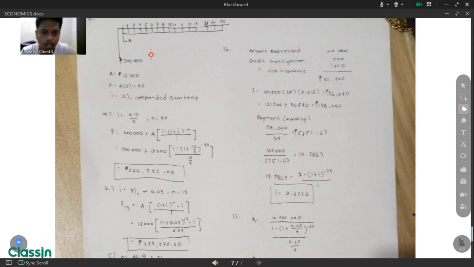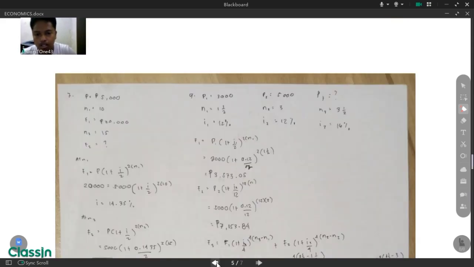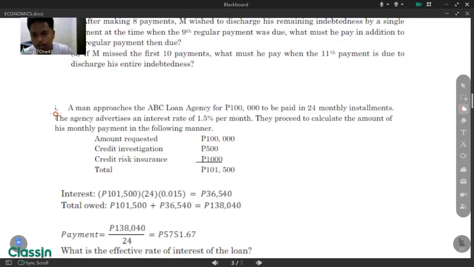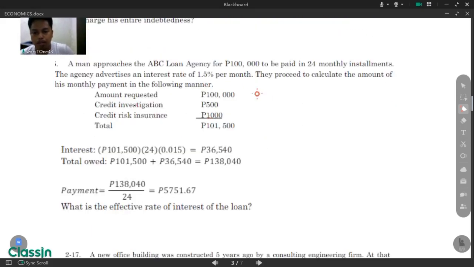The amount requested by a certain person is 100,000, then for investigation 500. This is the summary. To understand more, let's proceed to the problem. Aman approaches the ABC loan agency for 100,000 to be paid in 24 monthly installments. The agency advertises an interest rate of 1.5% per month. They calculate the amount of the monthly payment in the following manner. The amount requested is 100,000. Credit investigation 500. It's just a given already.